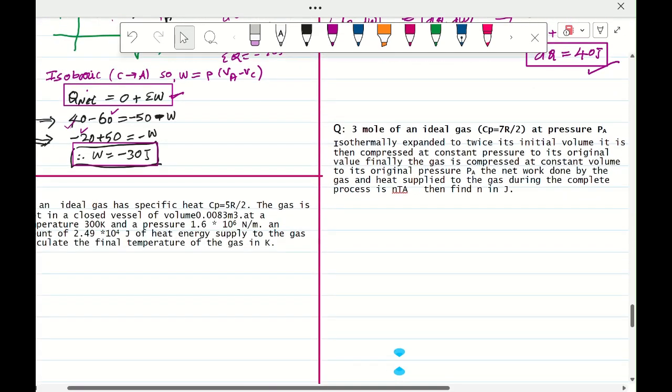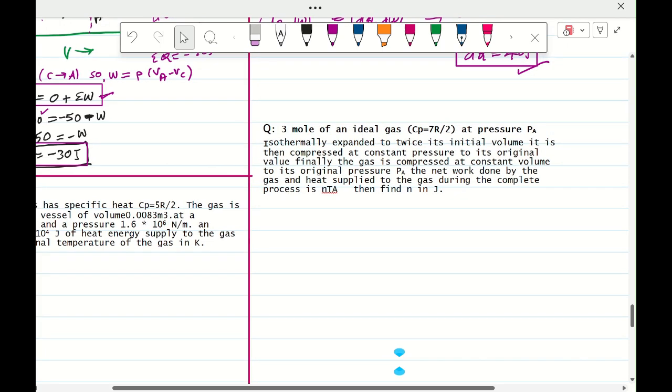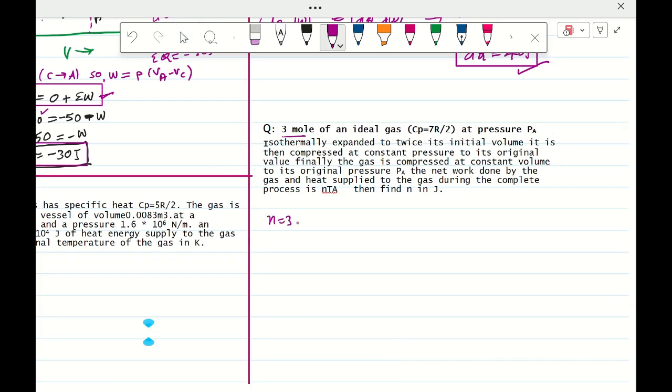So next question. The value of n is given here: n is equal to 3 moles. And an ideal gas is mentioned. Cp is equal to 7R/2, so automatically it is a diatomic gas. Because Cp is equal to 7R/2 is mentioned, then Cv is equal to 5R/2, and gamma is equal to 7/5, 1.4.